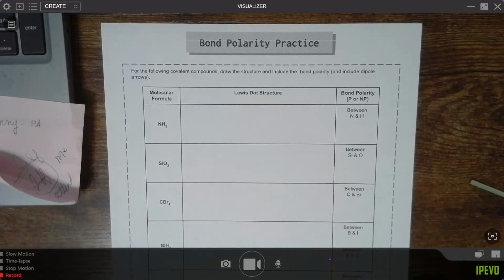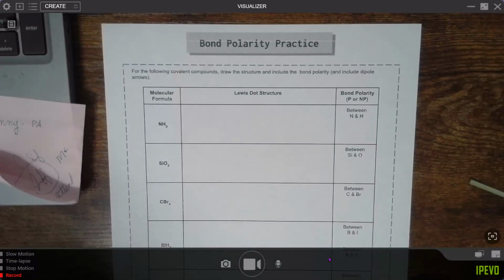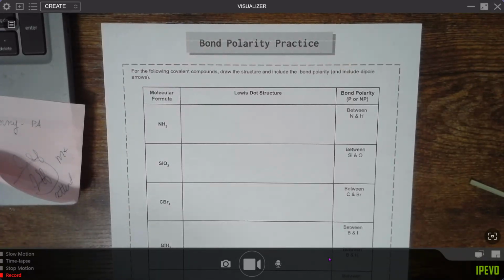Hey guys, this is Mrs. Lyons. This video is going to go over the bond polarity practice that was assigned for homework. So we're going to draw these Lewis structures and then determine the bond polarity.